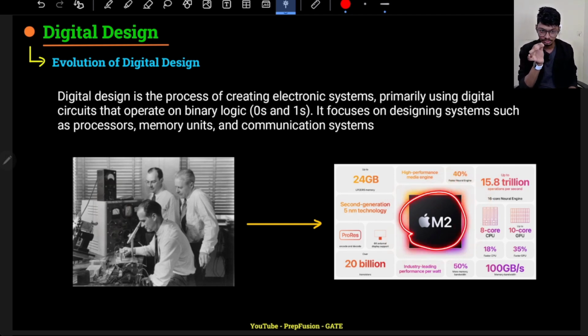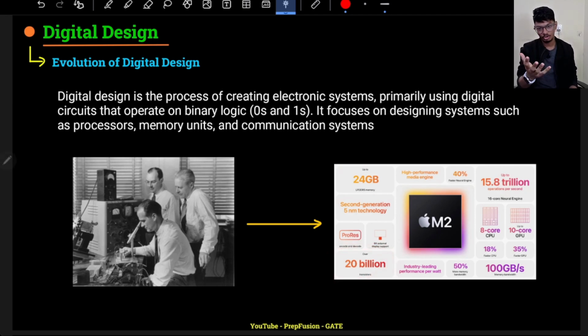This M2 chip is the Apple silicon. Inside it we have 15.8 trillion operations per second. It has 24 gigabytes of RAM, and it is very small. It has 20 billion transistors. That is the most important fact of interest to us, because in the electronics domain, we design anything with transistors. So it has 20 billion transistors.